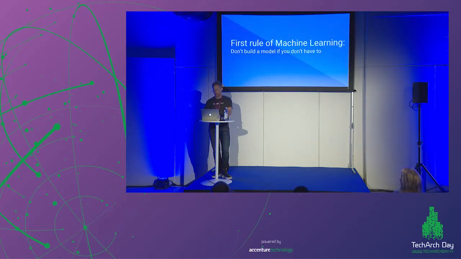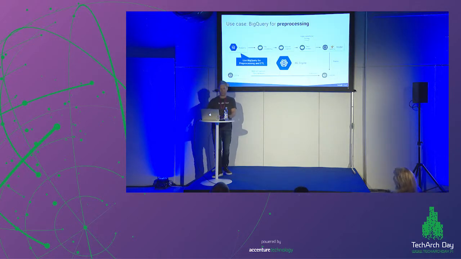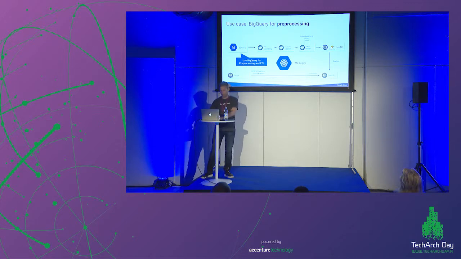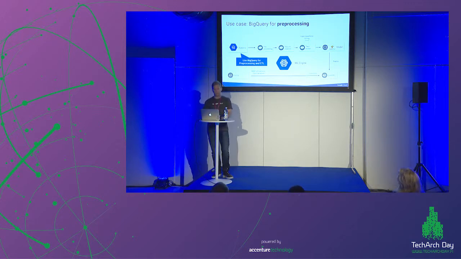First rule of machine learning: don't build a model if you don't have to. So we provide pre-trained models that are accessible as web APIs via REST calls. Check them out first. If they don't satisfy your use case, then start to look into building your own model. So BigQuery will do the pre-processing and the feature creation, sorry. Then we will train the model, and then we will also use it to predict stuff.